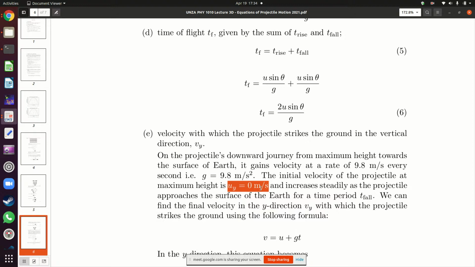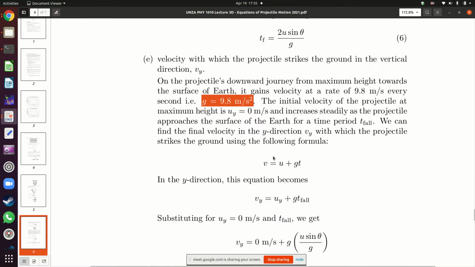And the reason why your velocity increases is because as your projectile approaches the surface of the earth, its velocity increases at a rate of 9.8 meters per second every second. That's why I'm saying g here is 9.8 meters per second squared. So the velocity of your projectile when it hits the ground will be greater than 0. However, that also depends on for how long this thing is going to fall. So we use this expression, v is equal to u plus gt. v for our final velocity when your projectile strikes the ground in the y direction, then u for the initial velocity, then g for the acceleration, then t for the fall time.